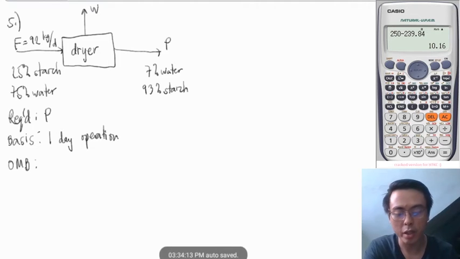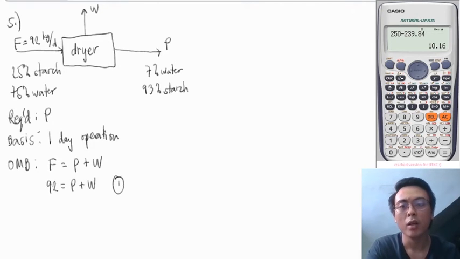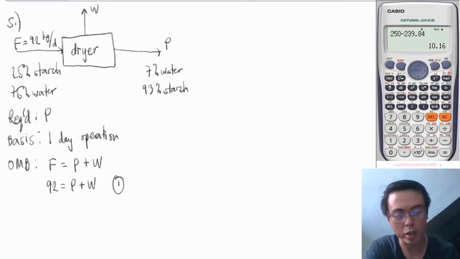Your OMB here is the same. F is equal to P plus W. We're already given a value of F, that is 92. So that's 92 is equal to P plus W, equation number 1. Again, we have a tie component here because your stream W only contains water. Therefore, the starch is a tie component. So let's perform the tie component balance.